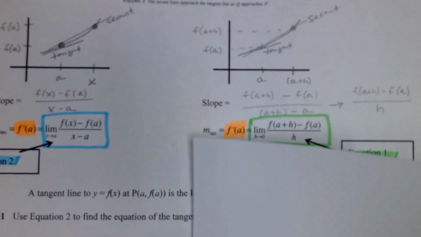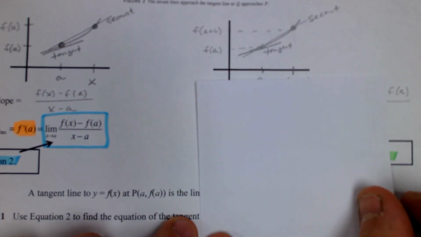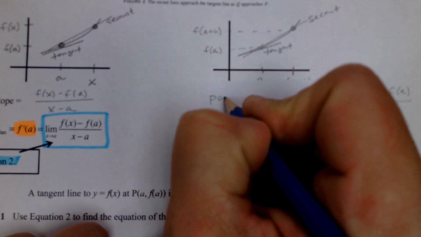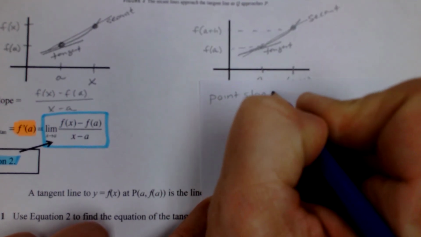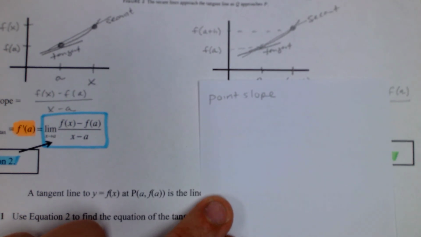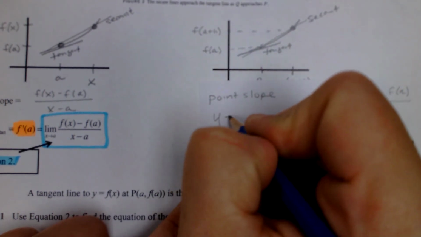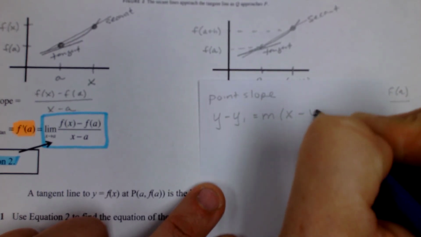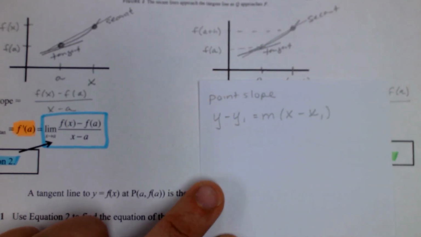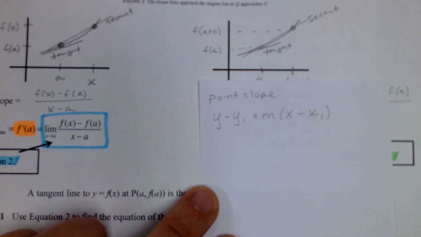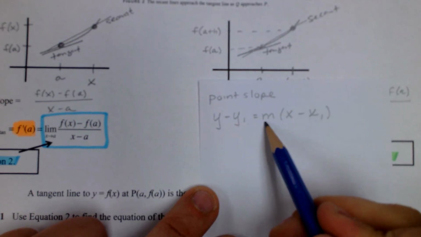All right, here we go. So, point slope form. y minus y1 is equal to m times x minus x1. That you should have seen before, okay? Where y1 and x1 are the x and the y of the one point we know on the line, and m is going to be slope.